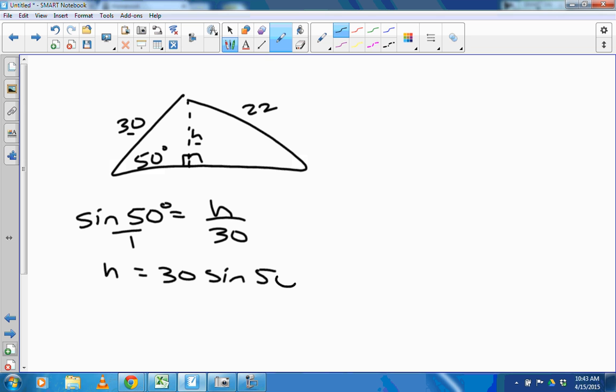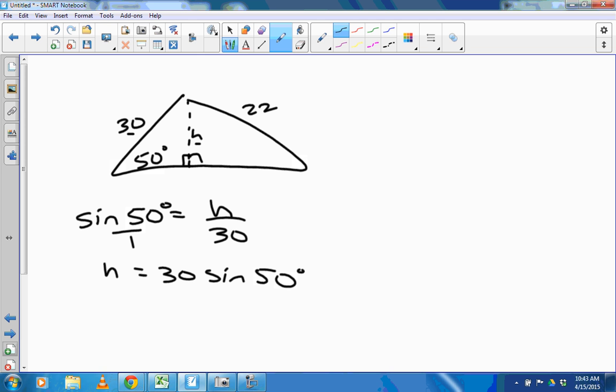All right, now, before we say what that is, let's just go through the scenarios. What if H is smaller than 22? Two triangles. What if H is 22? One triangle. And if H is bigger than 22, no triangle. That's what we're hoping for, right? Okay. All right, so let's see. What is 30 times sine 50?